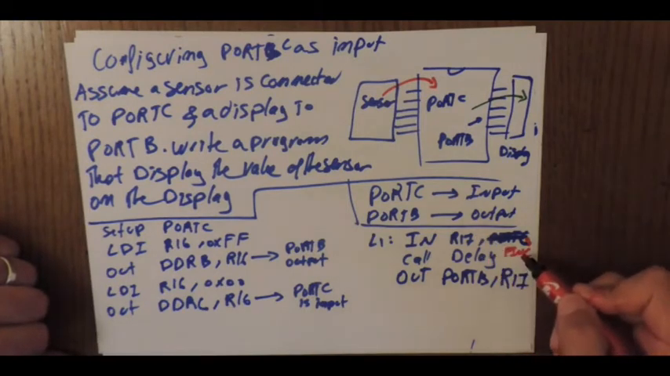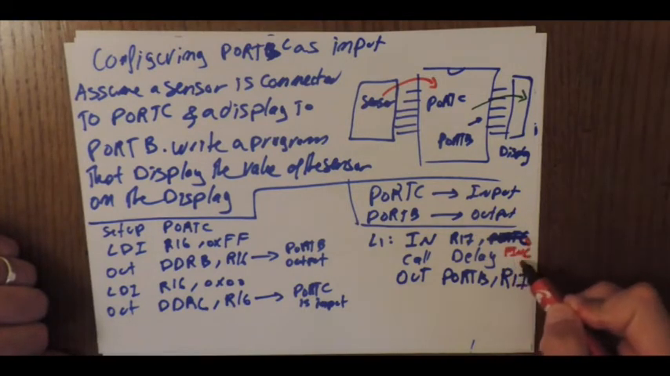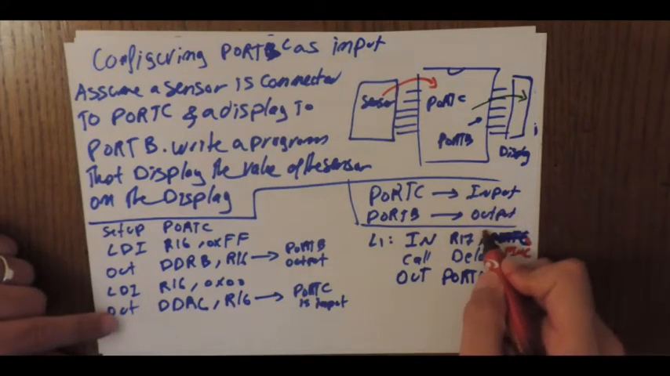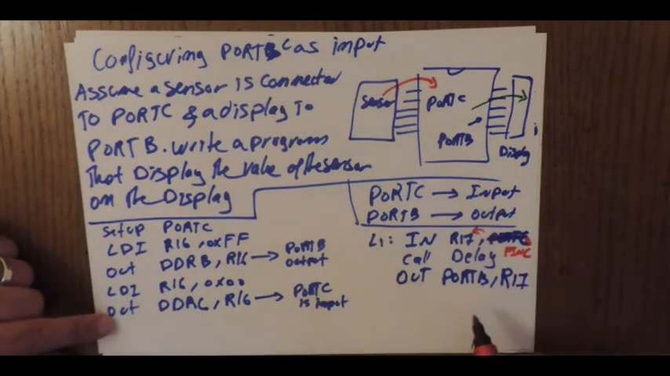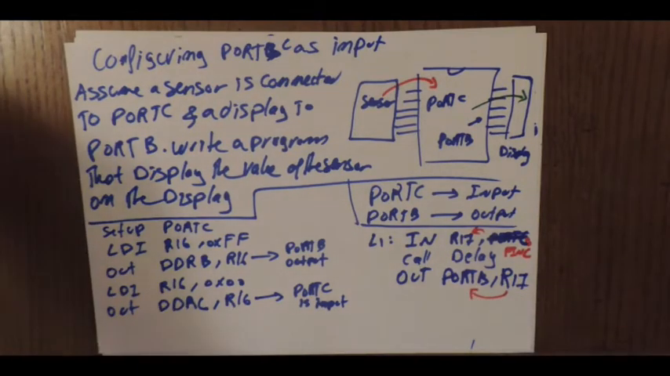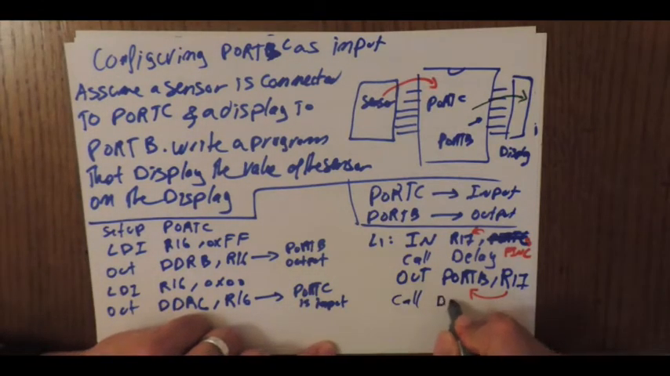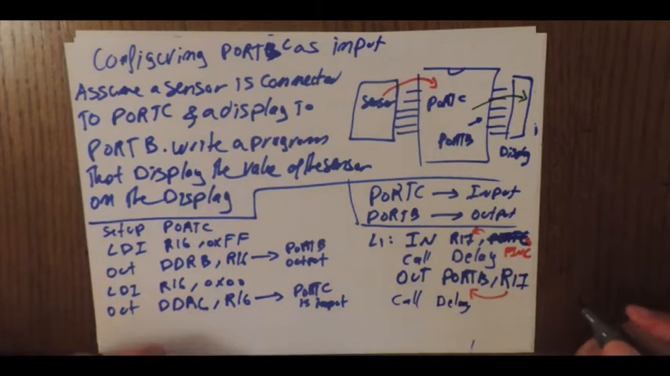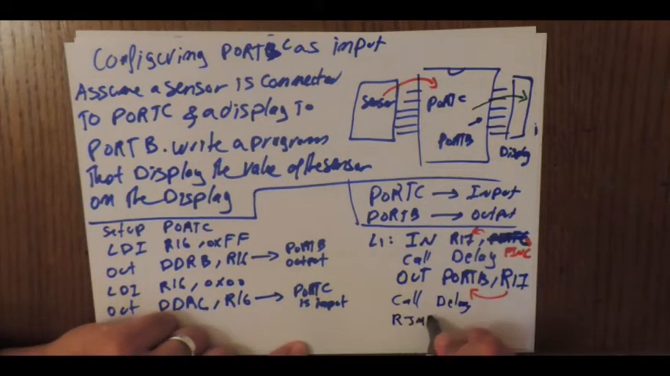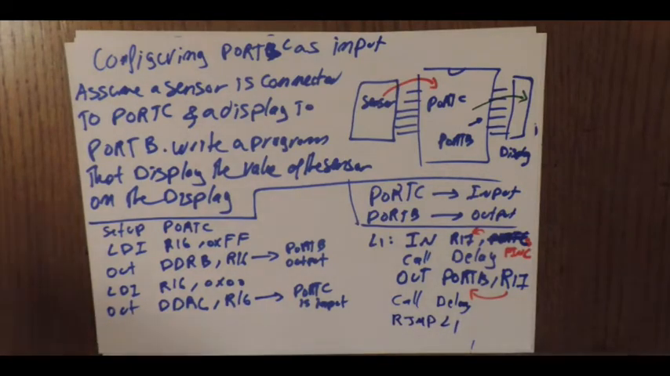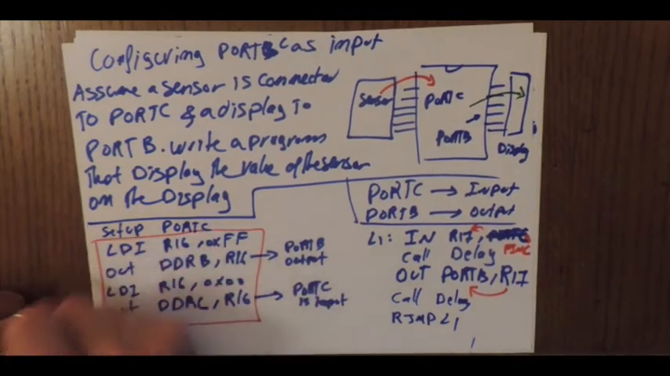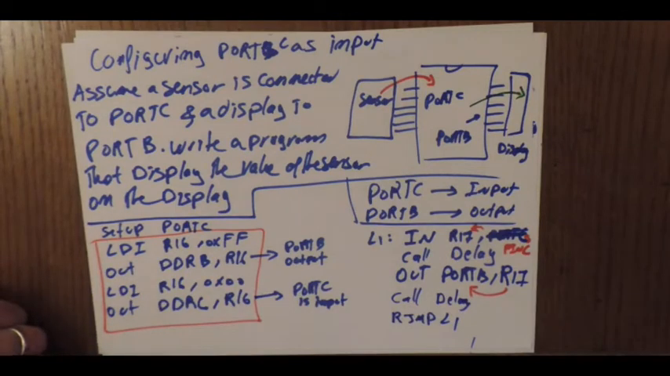So whatever the value is in pin C will be placed in R17. We call the delay, and then we output that value into port B. And then, let's say we call a delay again to give time for the port to display the value, and RJMP L1. So the main thing that we want to check here is that this is setting all my inputs and outputs.